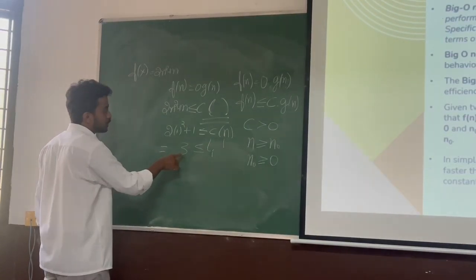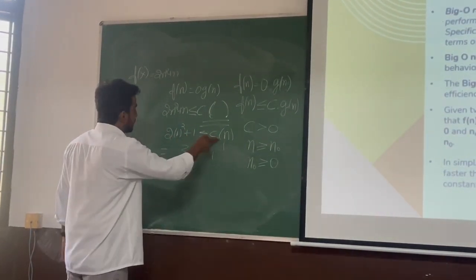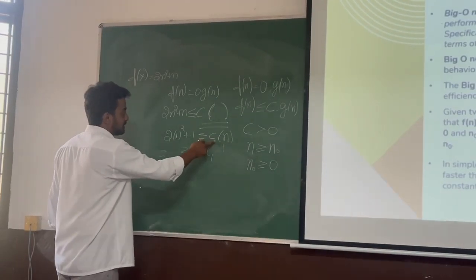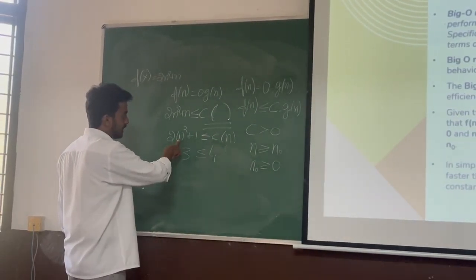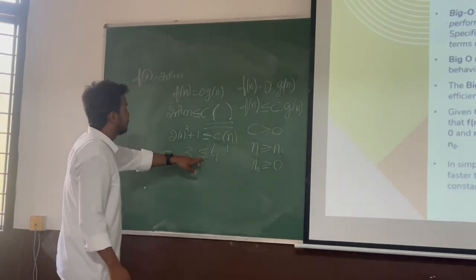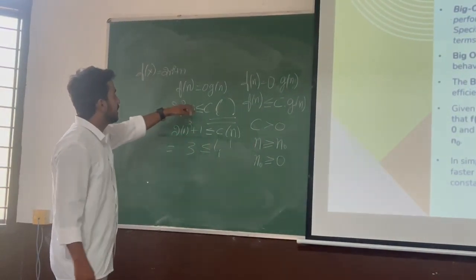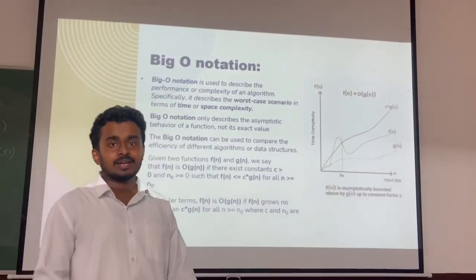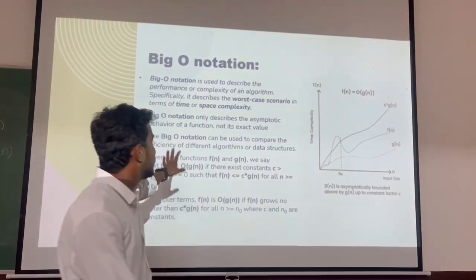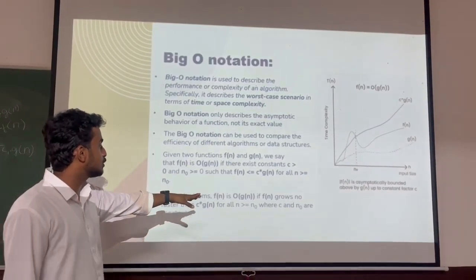Here we have to make sure that the bound is greater than f of n. The c value has to be 4, so that it satisfies this f of n equation and relates to the formula. By considering this, I would like to conclude that big O notation is described as the worst case. In simple terms, f of n is equal to order of g of n.